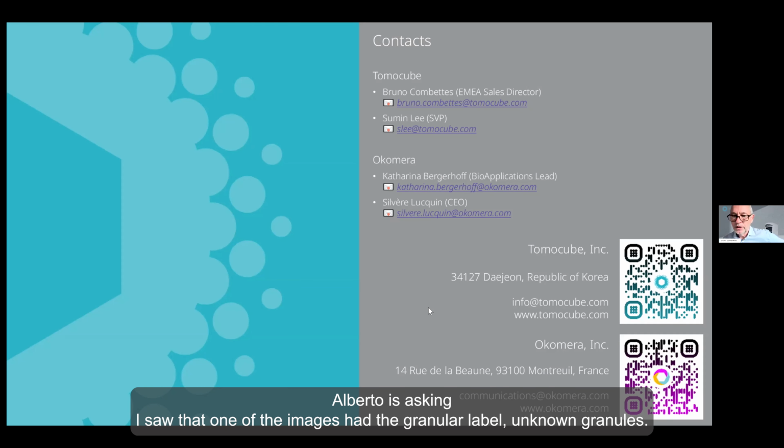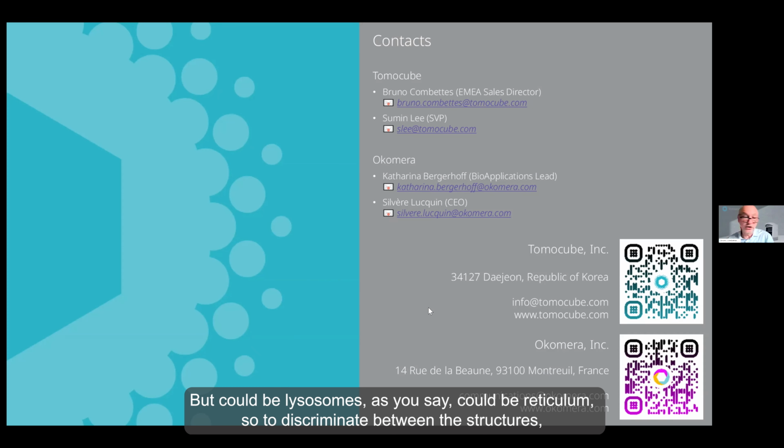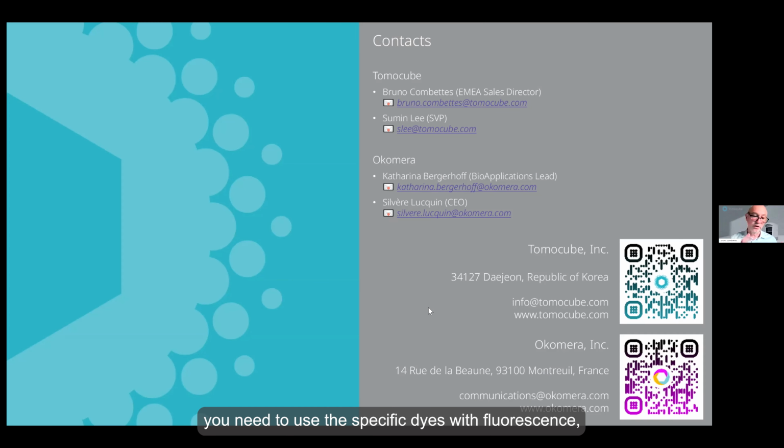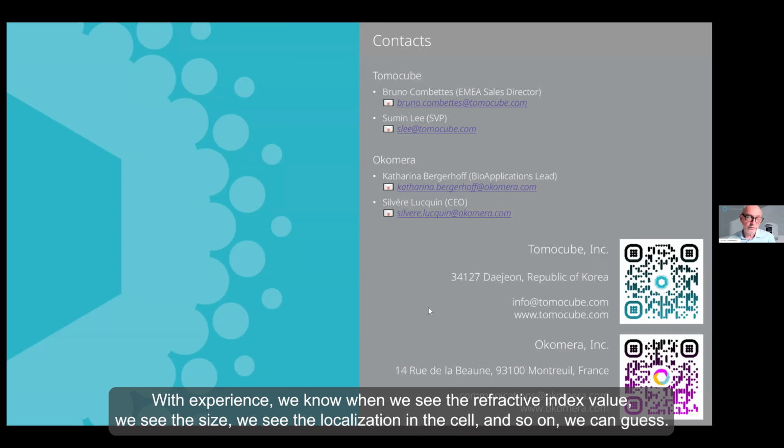Okay, so Alberto is asking, I saw that one of the images had the granules labeled unknown granules. That's a good question, because sometimes you don't know what you're seeing. You see everything, but it could be lysosomes, as you say, or reticulum, something. To discriminate between the structures, you need to use a specific dye with fluorescence, like MitoTracker, LysoTracker, or anti-lipid, to check whether it's a lipid droplet. With experience, when we see the refractive index value, the size, the localization in the cell and so on, we can guess.